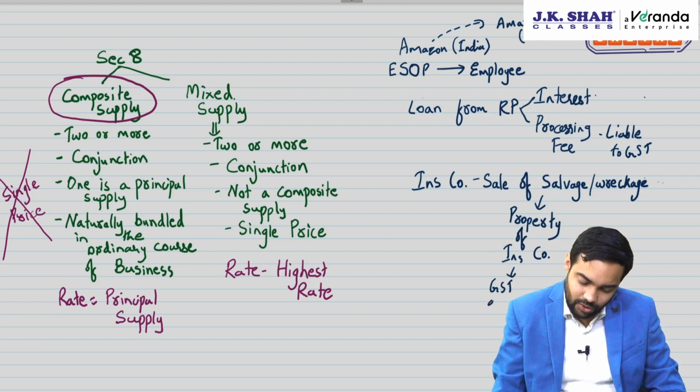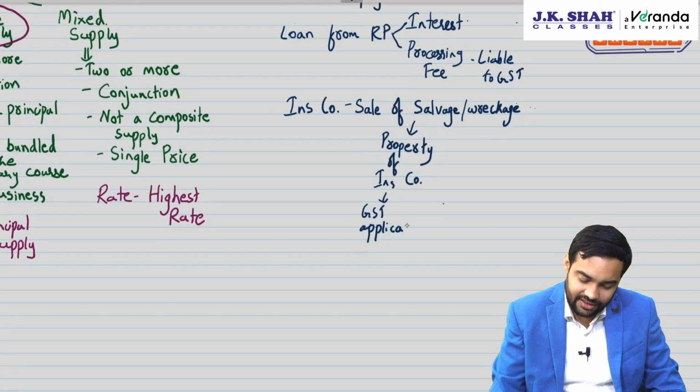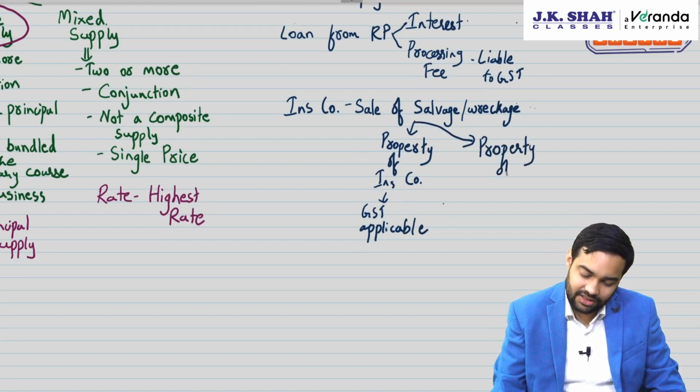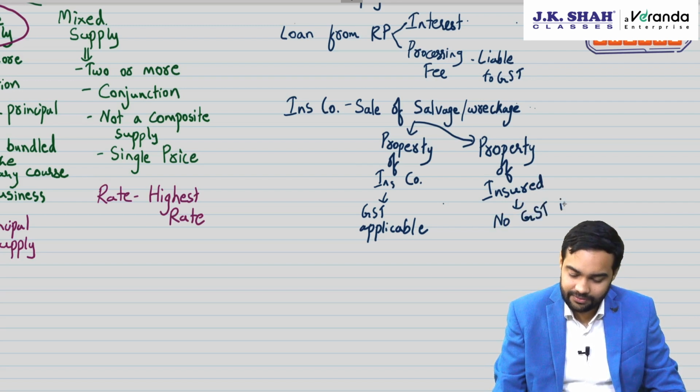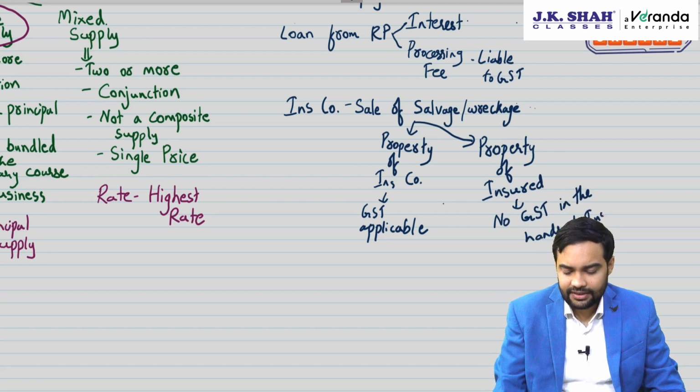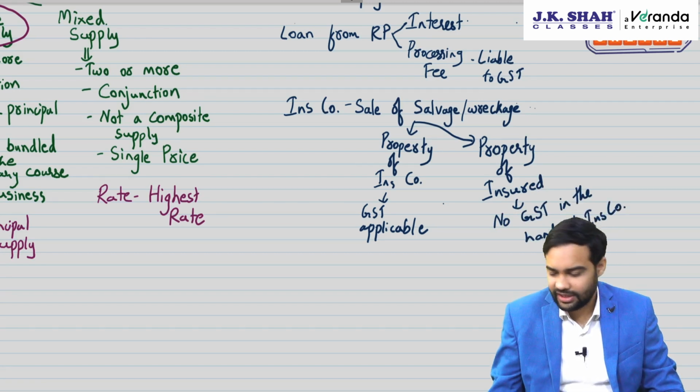But if it is the property of the insured, that means I have already deducted some money for salvage which he can sell. If it is the property of the insured, then no GST in the hands of the insurance company, because it will be sold by the insured and it is completely his lookout. I don't have to worry.